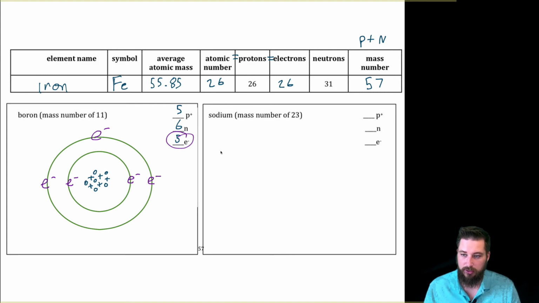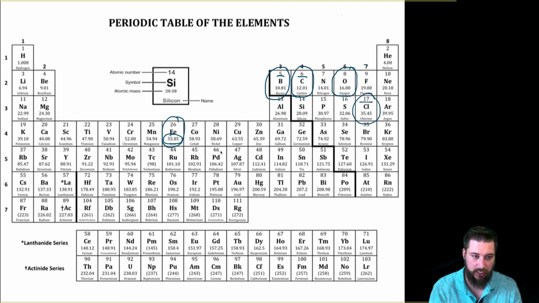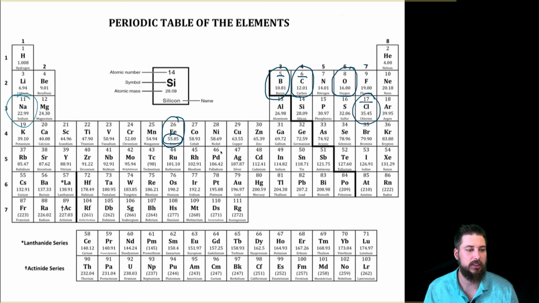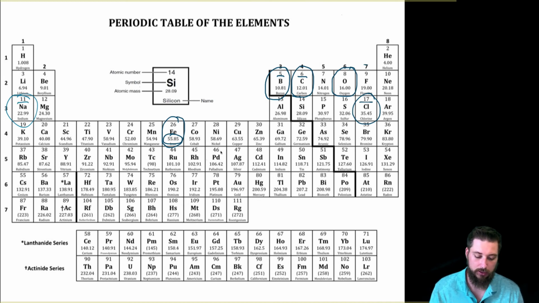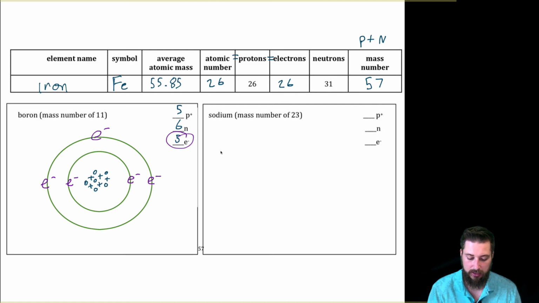So let's figure out the protons. If we take a look at a sodium atom, here is the sodium atom. You'll see that there's 11 protons. So a sodium atom has 11 protons. We're saying that the protons and the electrons are the same for now. And the mass is 23.